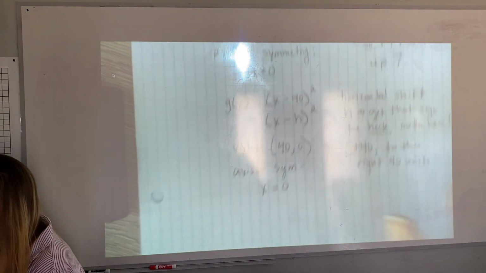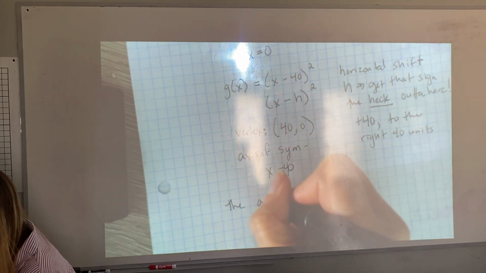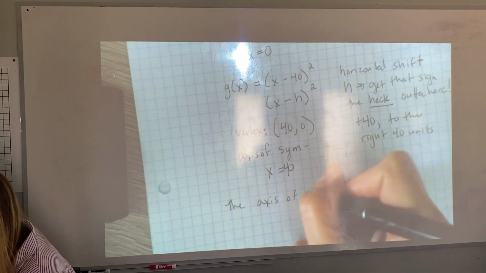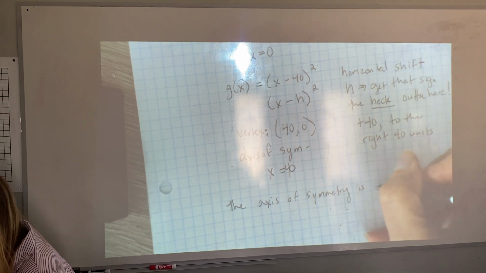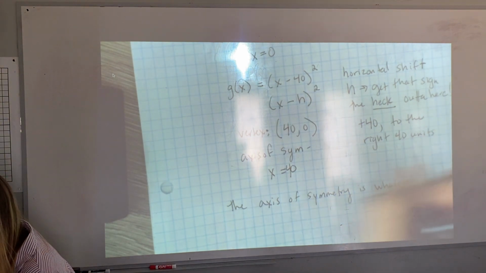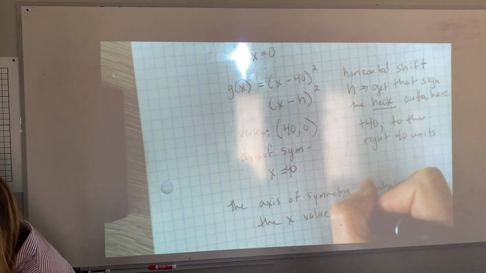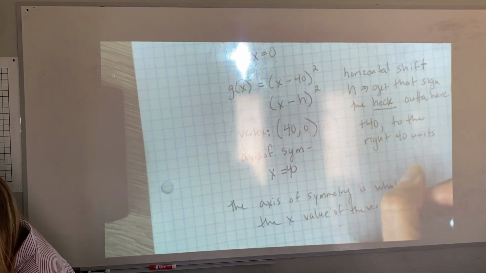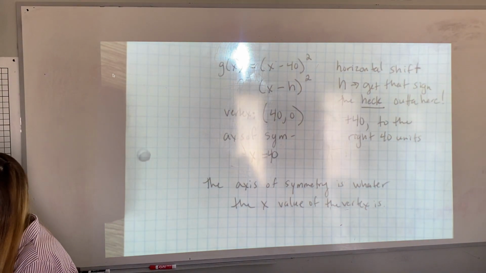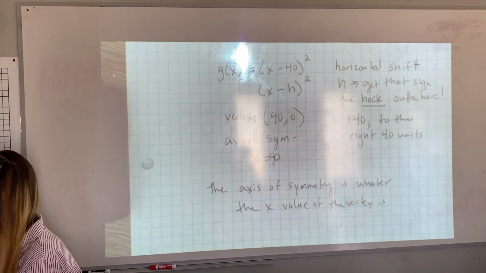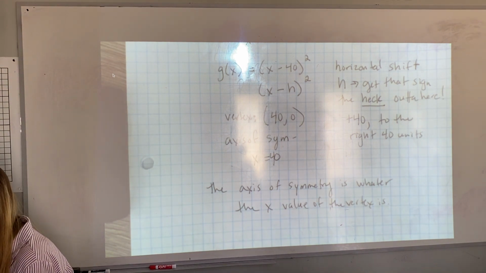Let's write that. X equals 40. The axis of symmetry is whatever the x value of the vertex is. And we'll talk a little bit more about that idea in the later problems, but we can definitely fill it in here as well.